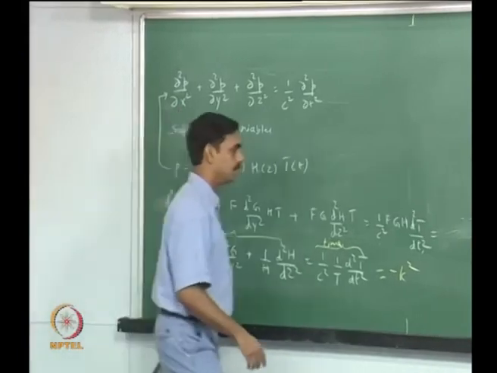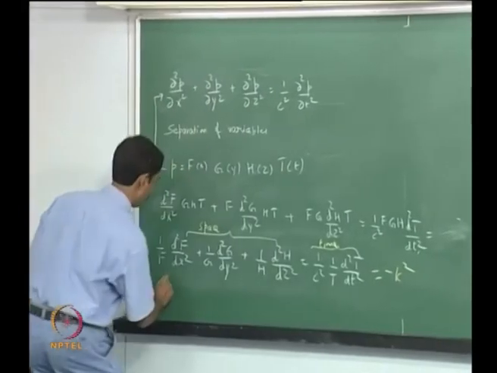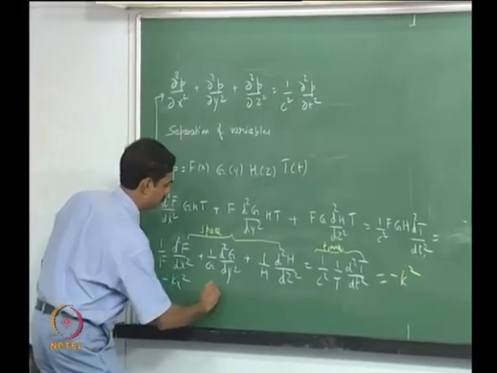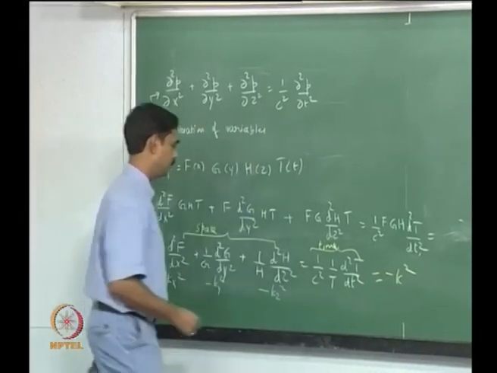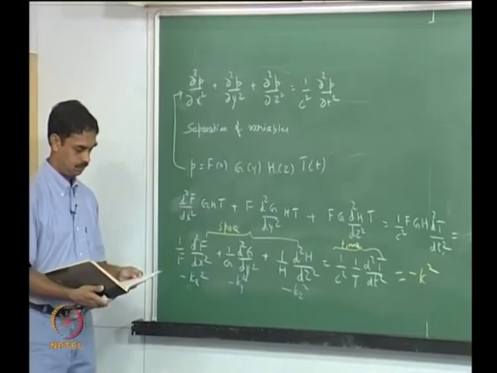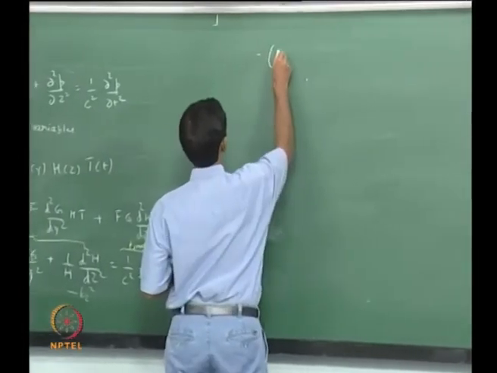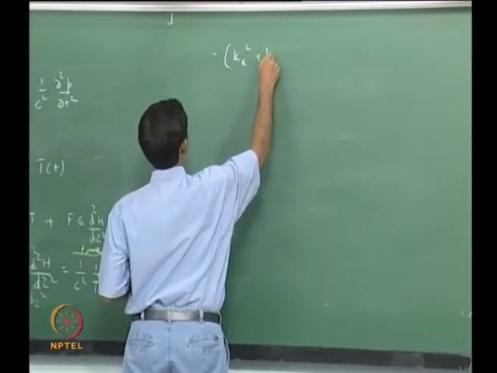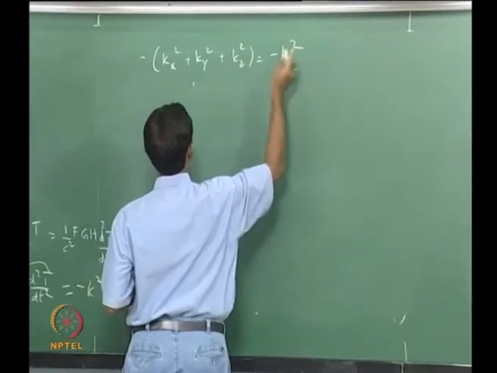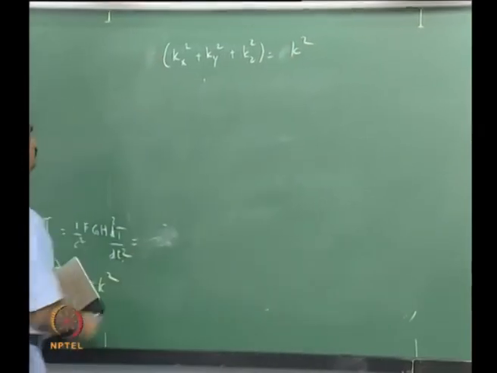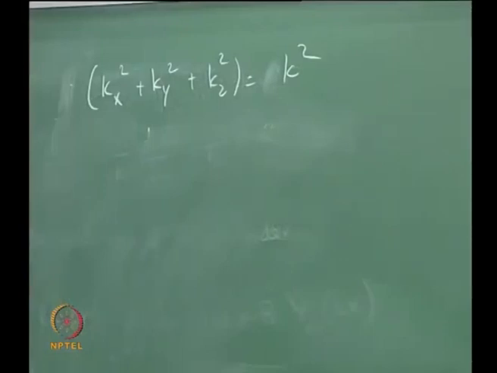So this can be called minus kx squared, minus ky squared, minus kz squared. So we have this relation now. Or alternately, I can remove this minus sign. So this is like a constraint or a compatibility condition or something like that.